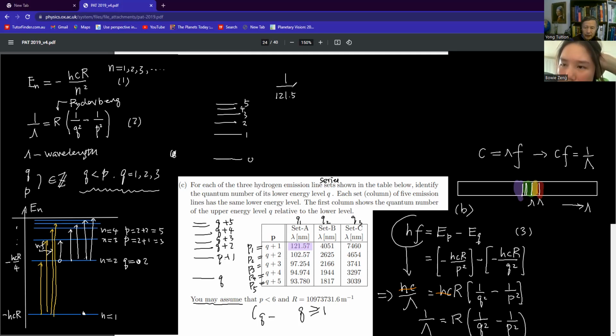121.57 times 10 to the negative 6. They use meters. So we have power of negative 9. Minus 9, yeah. Okay, that will be equal to this constant. Can you see? Just a constant. We know it's constant. That will allow us to work out the Q.